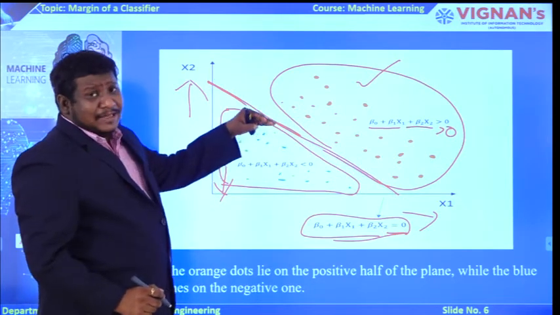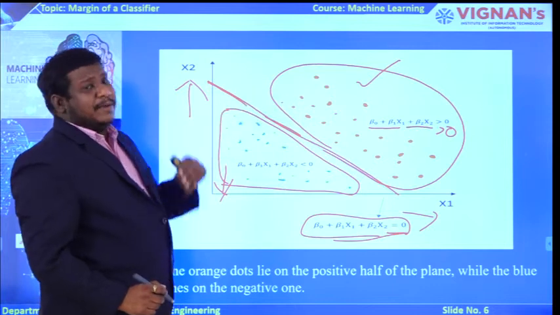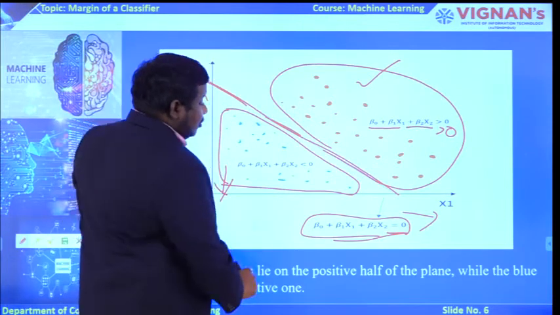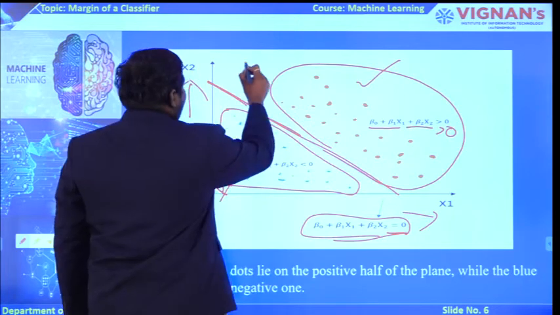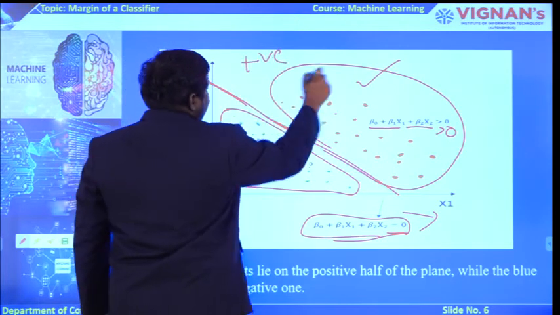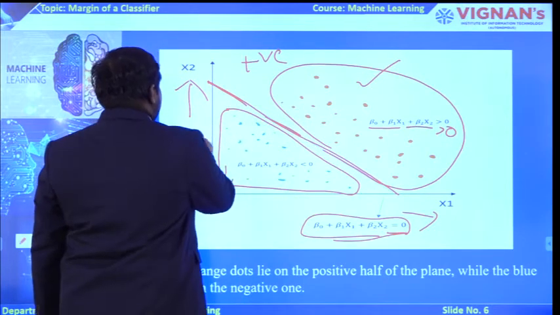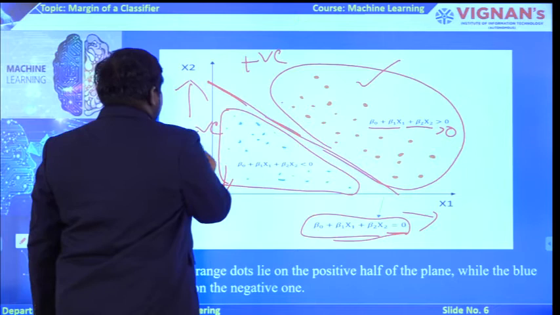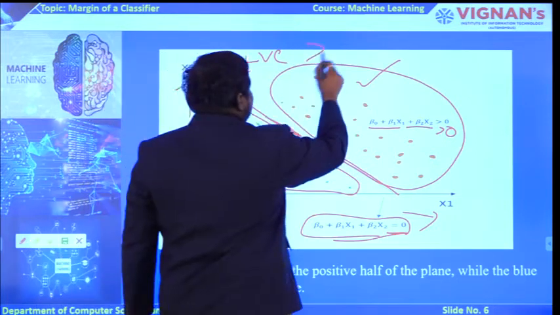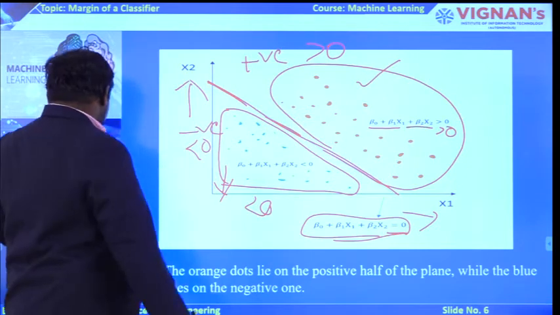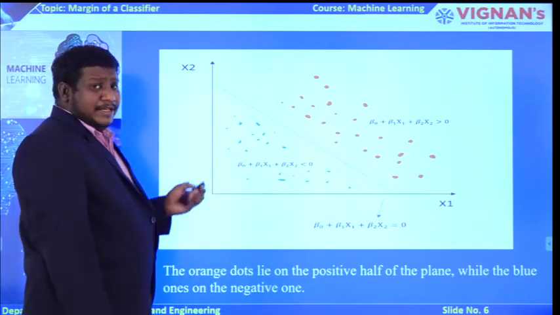Similarly, if it is greater than 0, it will be represented above the hyperplane. The same thing here: the orange dots lie on the positive half of the plane. Positive half means above the hyperplane, that is greater than 0, while the blue lies on the negative one, that is -1, that is less than 0. You can say it is greater than 0, it is less than 0. So, in this way we will represent the data in a hyperplane.